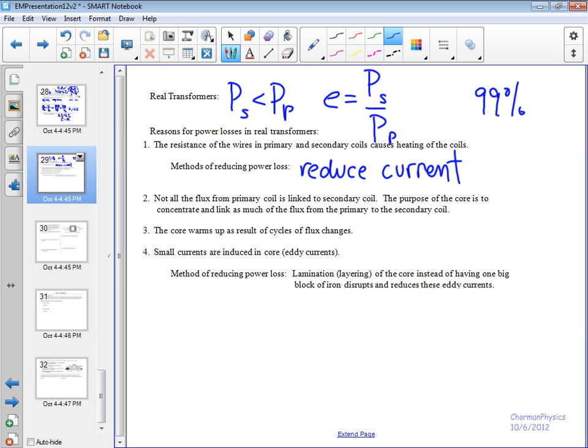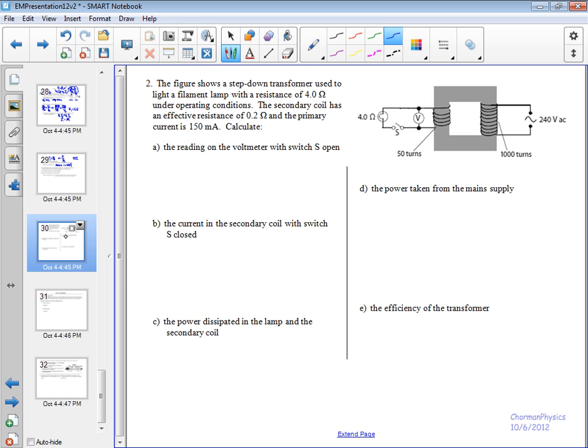So what happens is that you can section off the iron core and put little layers of lamination and sort of layer it. So you have one layer of iron, one layer of lamination, and you just keep layering it like that. And what that helps to do is to prevent the development of these eddy currents. We'll talk about that in another class. There are some good diagrams of this in your textbook, section 5.8.